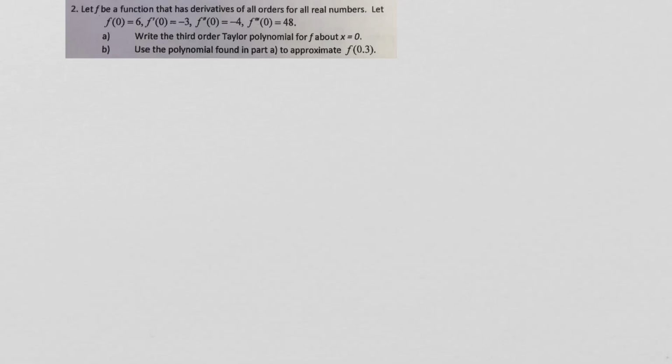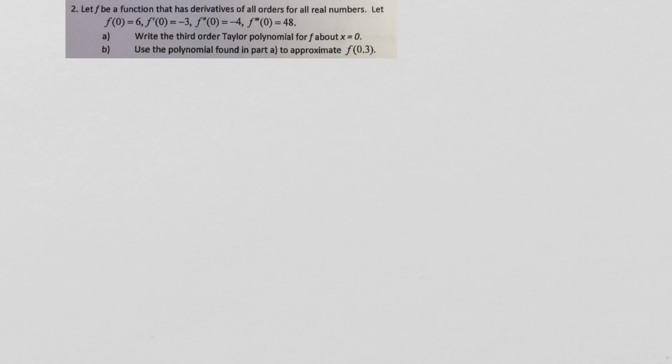So this one gives me some information about a function. It tells me its derivatives: the value, the first derivative, the second derivative, and the third derivative. They want me to write a third-order Taylor polynomial about x equals 0, and they want me to use that to approximate f of 0.3.